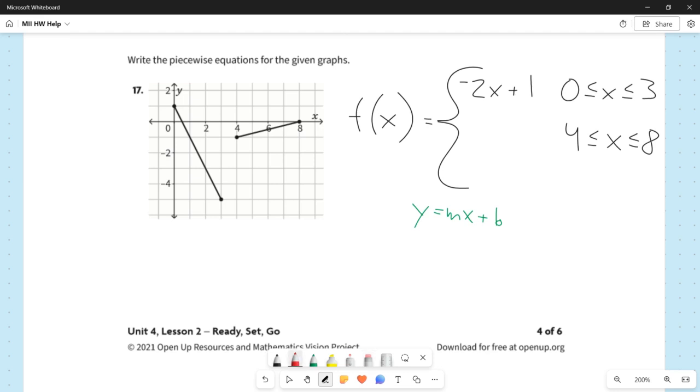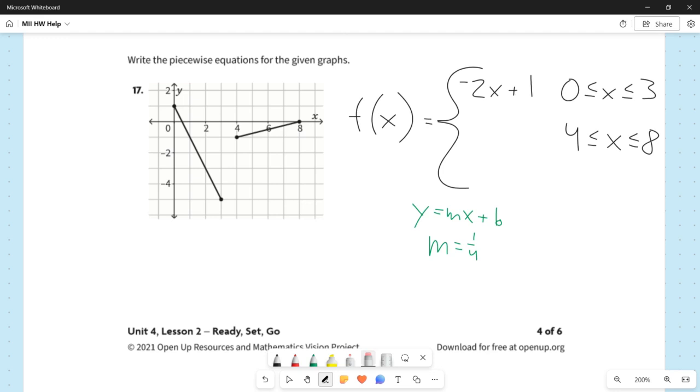Again, getting the slope isn't too bad. We might as well just use that point and that point. So our rise is going to be 1, and our run is going to be from 4 to 8. That's a distance of 4. So in this case, our new m for the second piece is going to be 1 over 4. That's our slope. Now, to get the y-intercept, notice that this piece does not intercept the y-axis. So there are a couple of different ways that we could get our value for b.